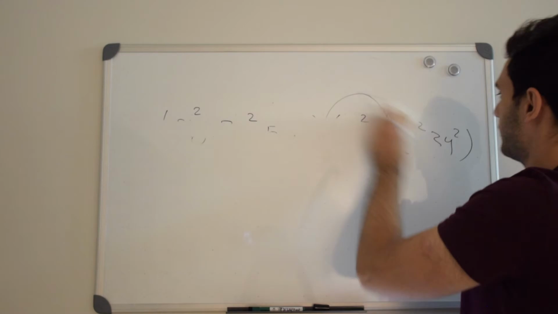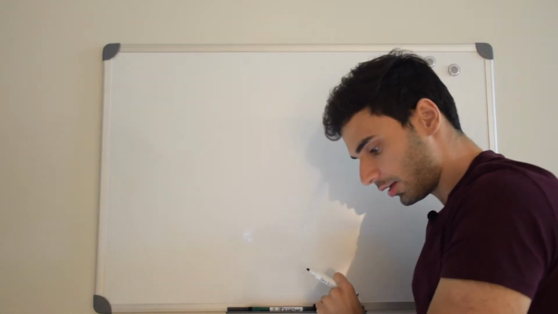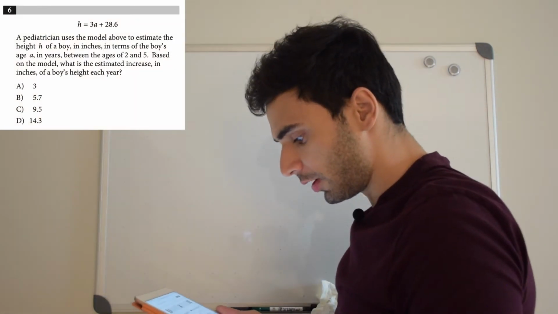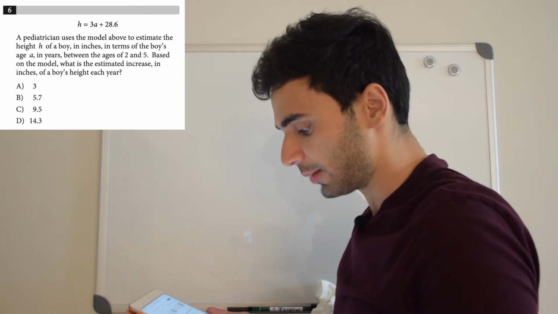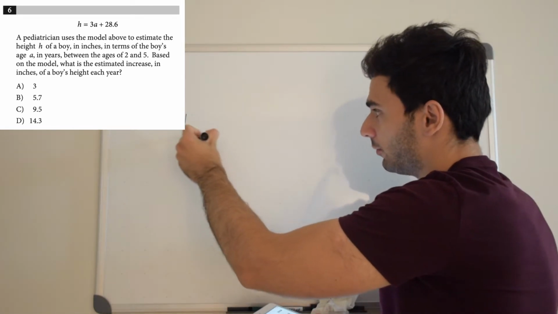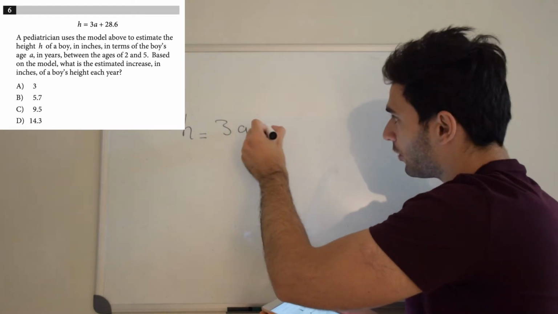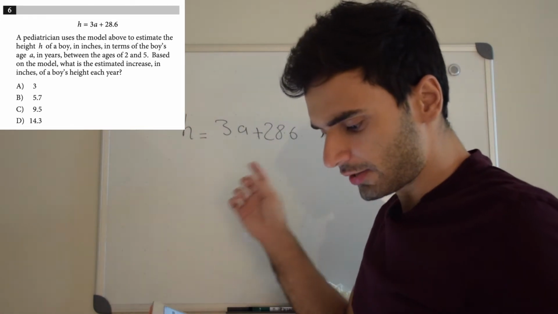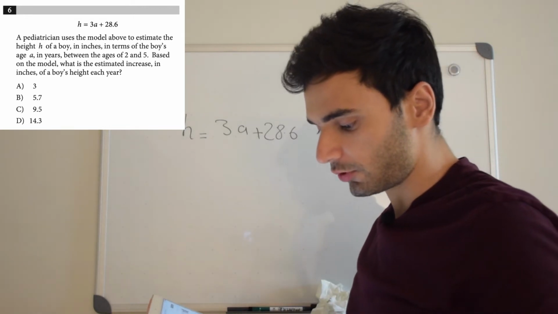There it is. The next question, question number 6, is asking, there's a model that estimates the height of a boy in inches in terms of the boy's age, which is represented by A. So H is equal to 3A plus 28.6. Based on the model, what is the estimated increase in inches of a boy's height each year?